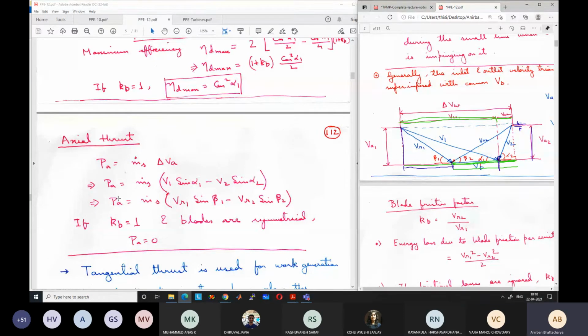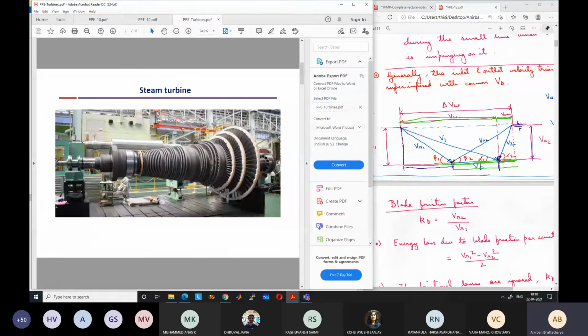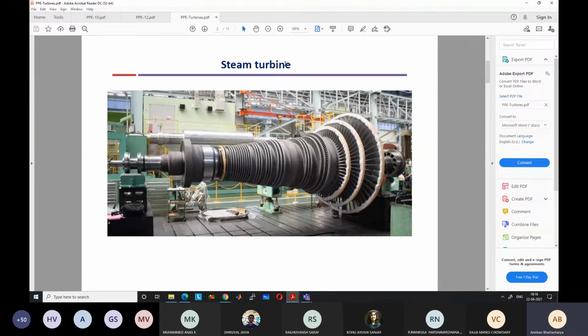What is the axial thrust? In which direction does it occur? It occurs along the axis of the shaft. So if we have a shaft like this, along the axis of the shaft there is a force generated. Each of the rotor blades will have an axial thrust Pa, so this will have some Pa value, and this will have some Pa.